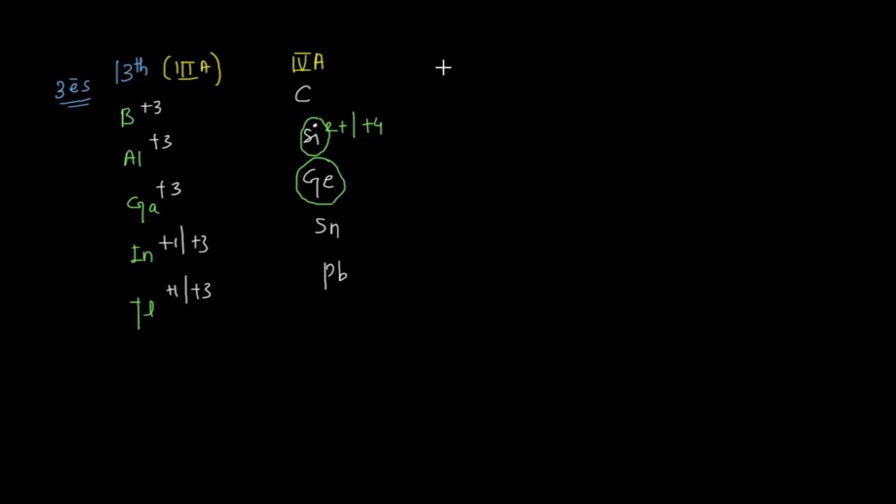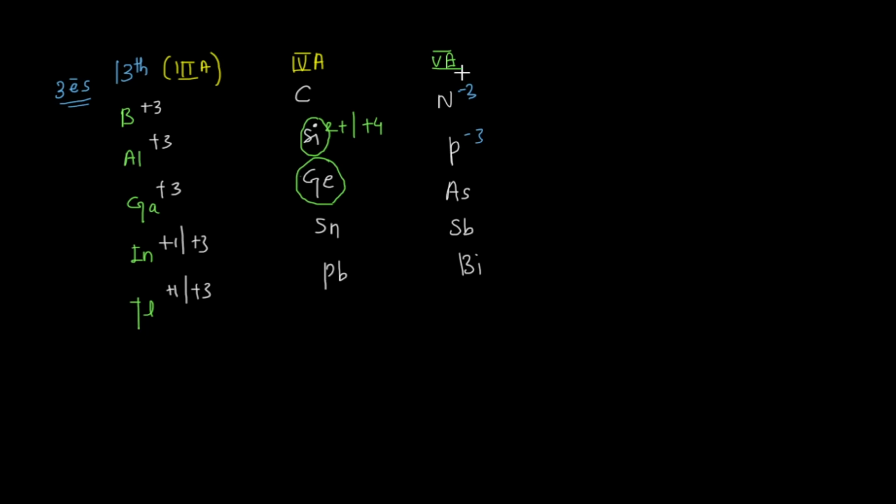Next we have 5th A, that is the nitrogen family: nitrogen, phosphorus, arsenic, antimony and bismuth. These are the 5th A, that means 15th group elements. Nitrogen likes to form ions with -3 charge. So this is the oxidation state of nitrogen and phosphorus that you have to remember.